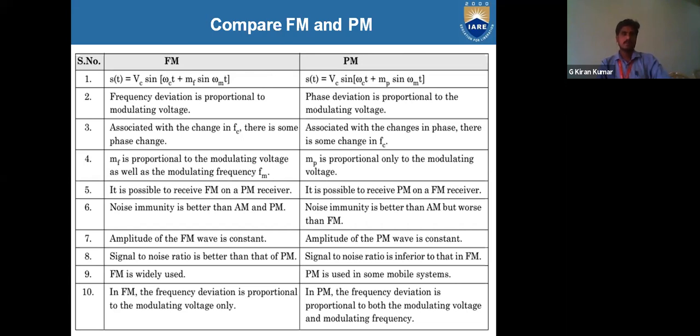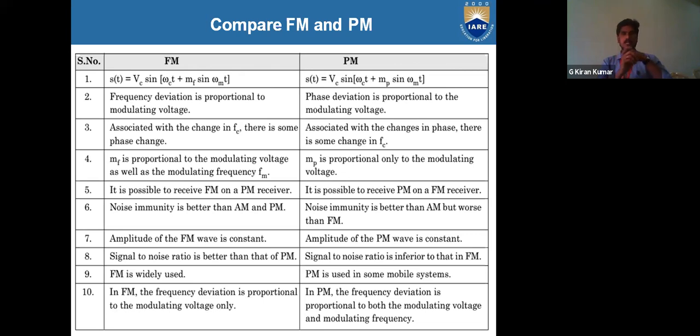And it is possible to receive FM on a PM receiver. Yes, you can generate FM by using PM, or we can generate PM by using FM. It is possible because there is a relation. We have already seen the construction of PM by using FM and FM by using PM. Simply by integrating and giving it to the PM modulator, we will get FM. By differentiating and giving it to the FM modulator, you will get the PM signal.